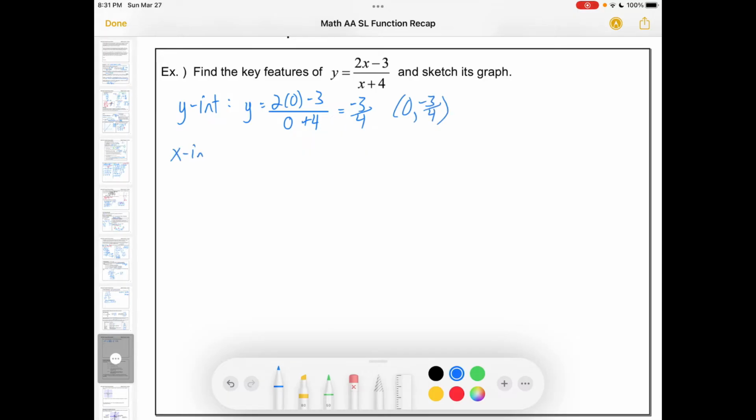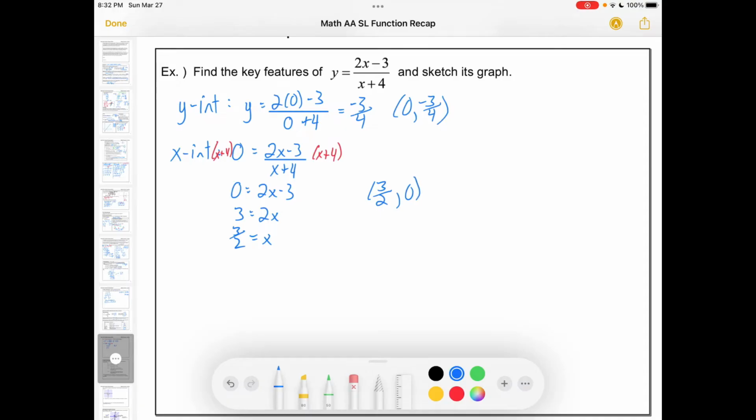If I want the x-intercept, I sub 0 for y. Now that's a fractional equation, so maybe I'll just times both sides by x plus 4, and that will let me figure out the answer. On the left, I'll still have 0. On the right, I'll have 2x minus 3, or 3 equals 2x, or x is 3 over 2, or 1.5. So the x-intercept is (3/2, 0).